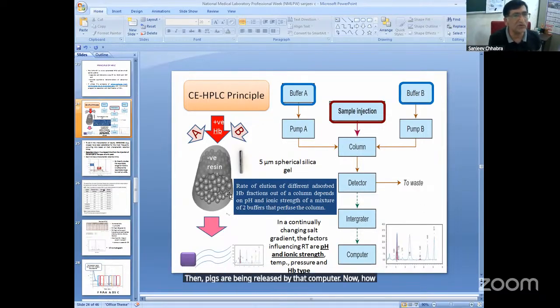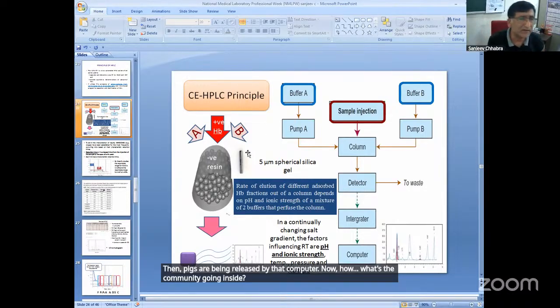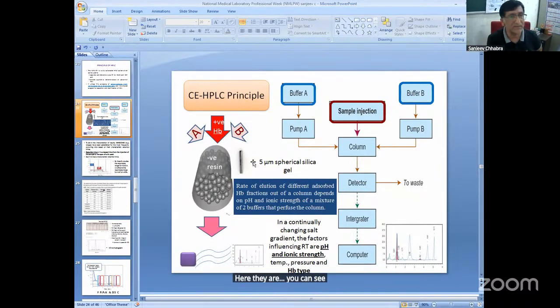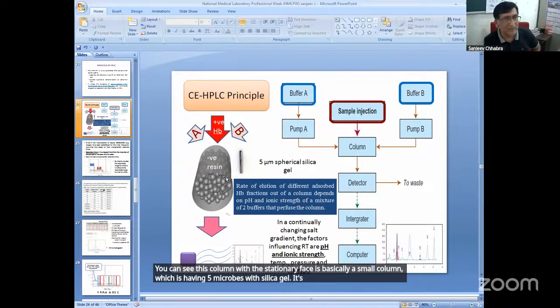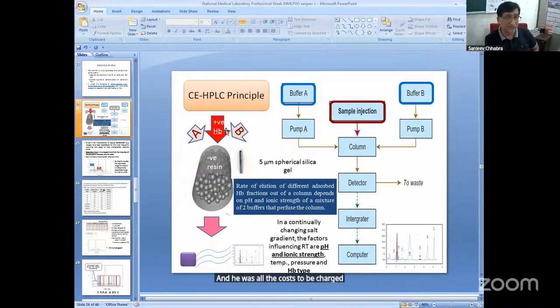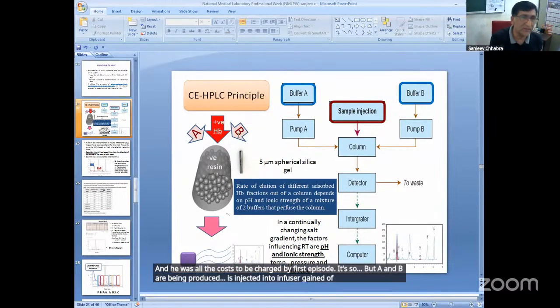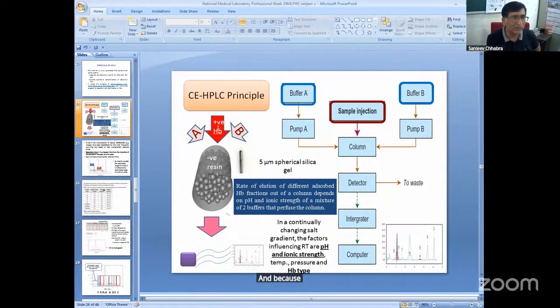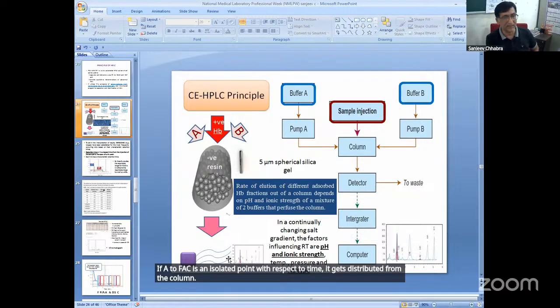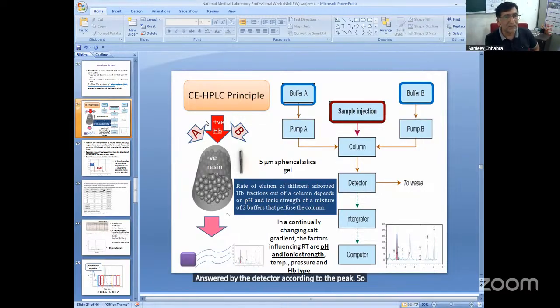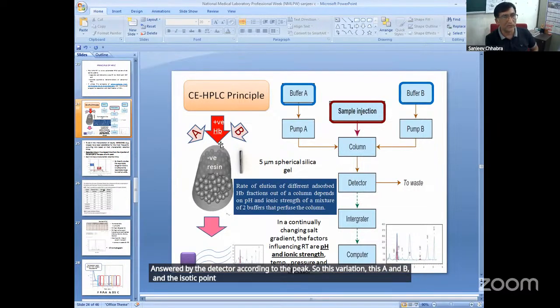Now, what's the chemistry going on inside? Here you can see our column, with the stationary phase, basically a small column having 5 micron silica gel. It's a negatively charged resin, and here the positively charged hemoglobin is adsorbed at first. Buffers A and B are produced and injected into it. It gives a gradient of pH. Whenever hemoglobin reaches its isoelectric point, say A2, with respect to time it gets eluted from the column, is read by the detector, and turned into a peak. So this separation is produced with respect to time.